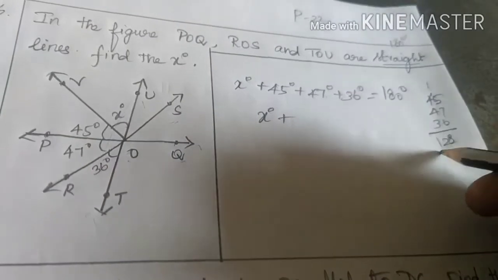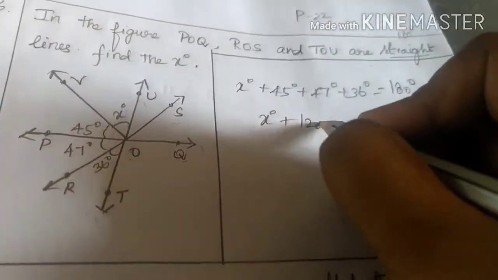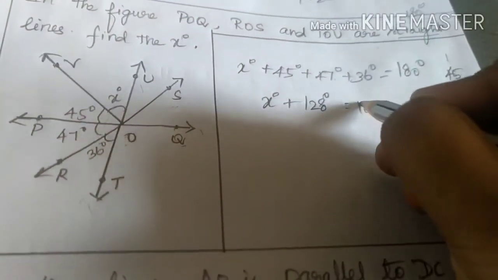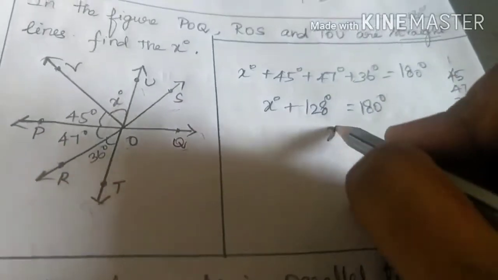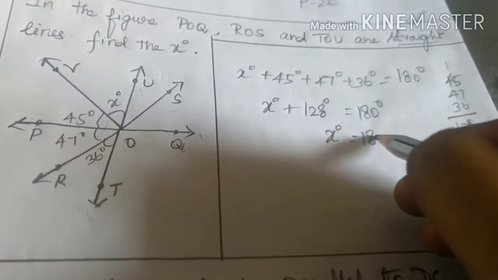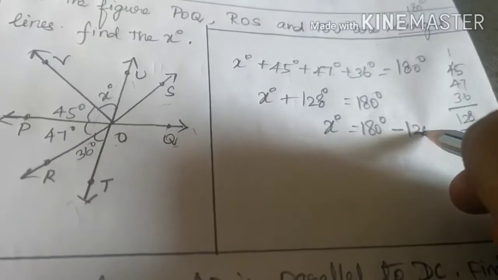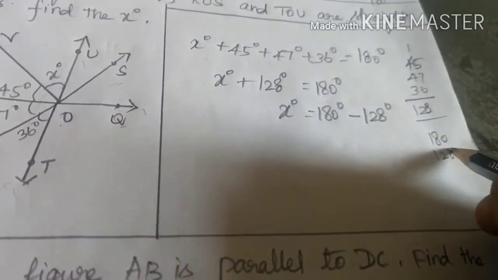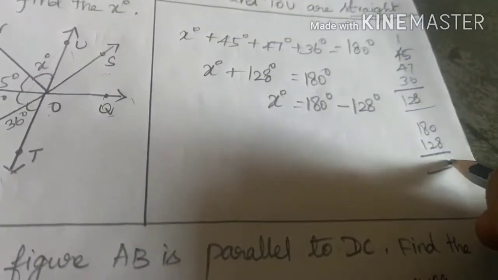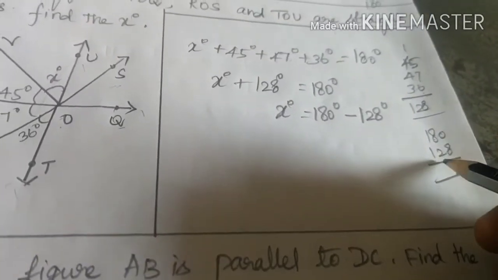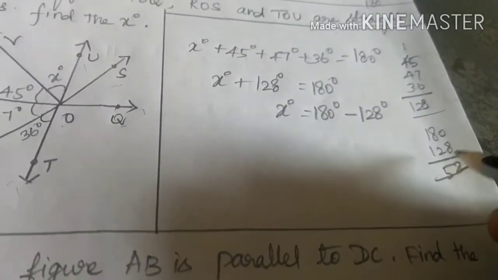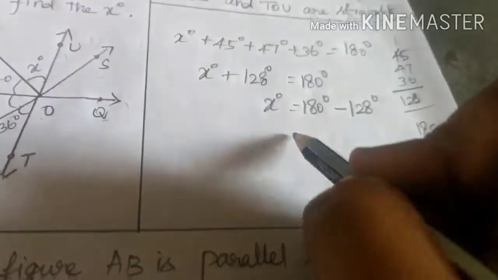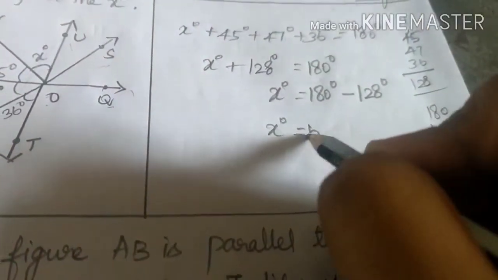Okay, so 128 degree. X plus 128 degree equal to same this 180 degree. So X degree equal to 180 degree minus 128 degree. So what we will get? 180 minus 128. 10 minus 8 is 2. Okay, 7 minus 2 is 5. So 1 minus 1 is 0. So we will get, what we will get? X degree equal to 52 degree.